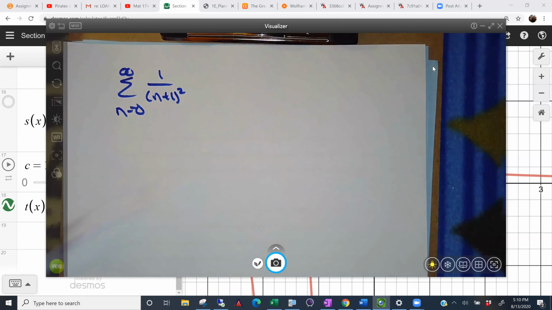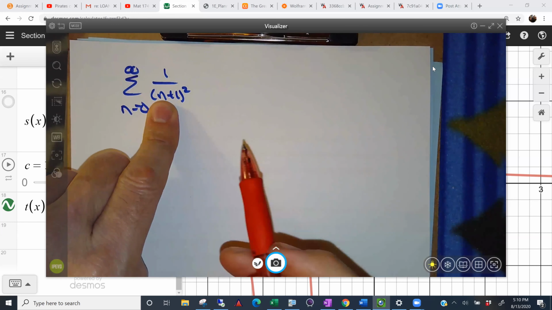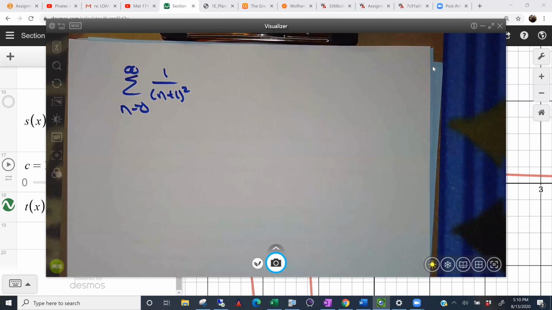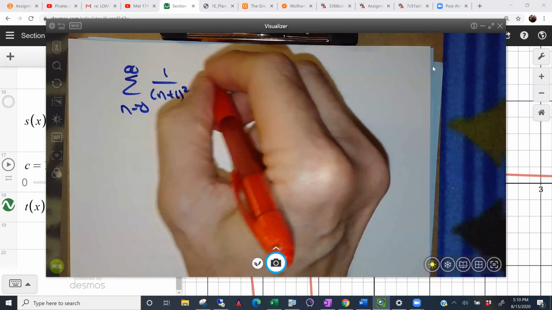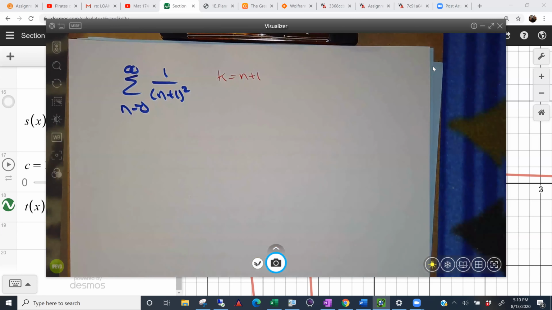But here's what you can do. Let's suppose we wanted just an n squared here, except now n has already been used. So let me use a different variable. Let's call it k. So let k equal n plus 1. What I'm going to do is rewrite my series.